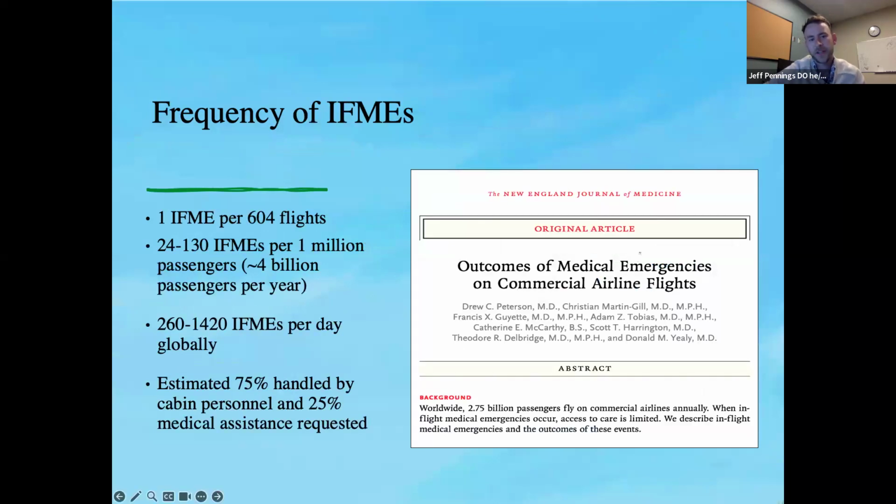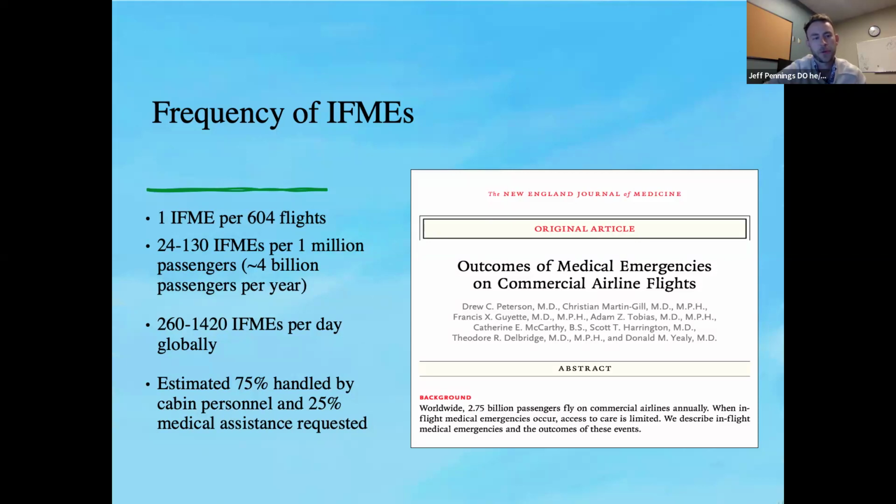I've referenced this study quite a few times, out of the New England Journal of Medicine. It was published in 2013, so a little while ago, but it's a really well done study looking at some of the physiologic reasons for medical emergencies, and also outcomes and what was going on with these emergencies. Even though it's a few years old, the literature published in the last 5 years commonly references this article.